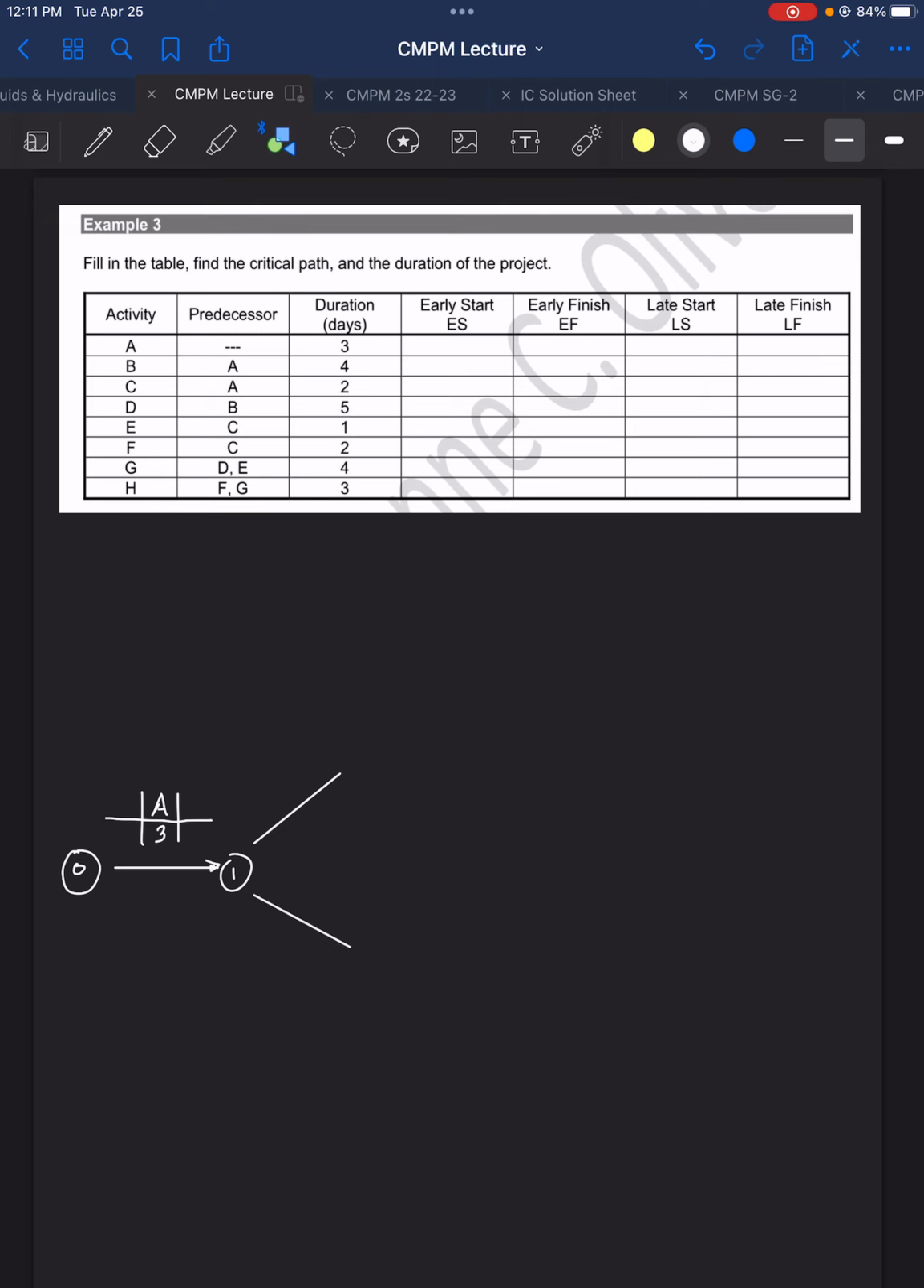So this is now our node 2. I'll put here node 2. I will put here node 3. And this is our activity B. And this is our activity C. And then we have activity D. So activity D will start after activity B. So our activity D is located somewhere here. So we'll put it here.